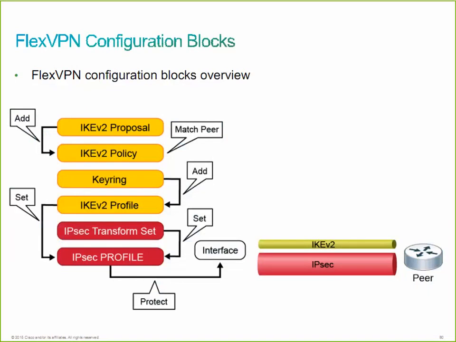To implement FlexVPN on a router, we have several different building blocks, if you will, that have to be configured, and some of them are customized, some of them have to be configured, some of them we can use defaults, okay?